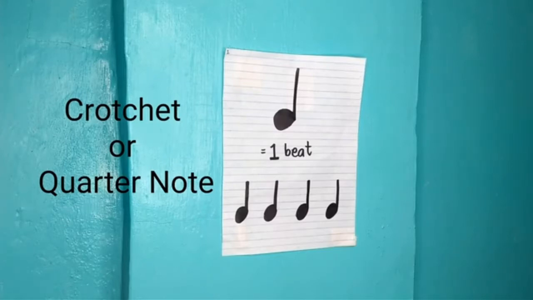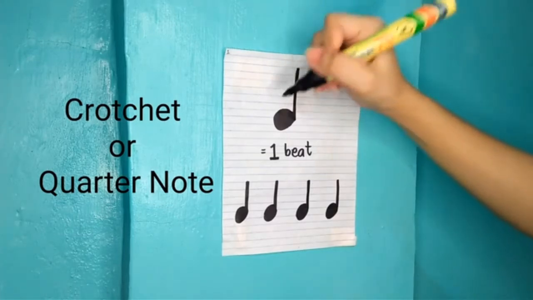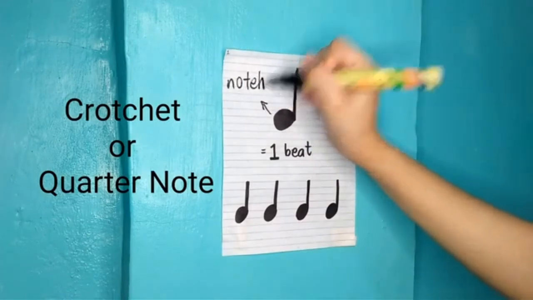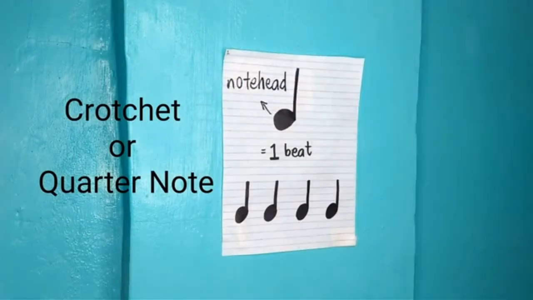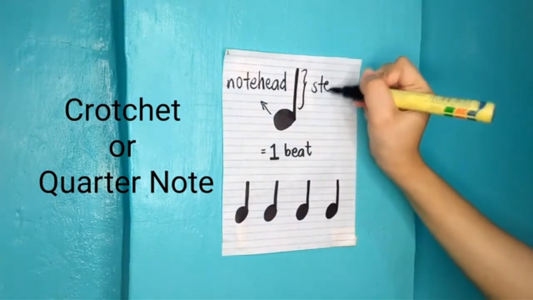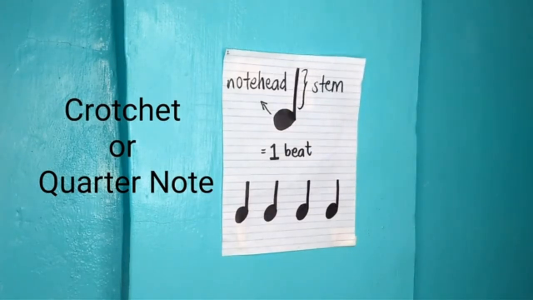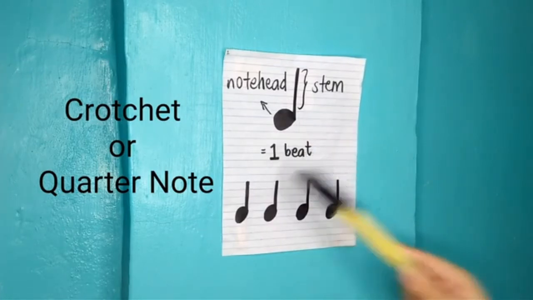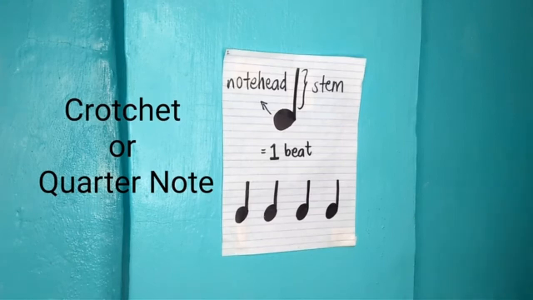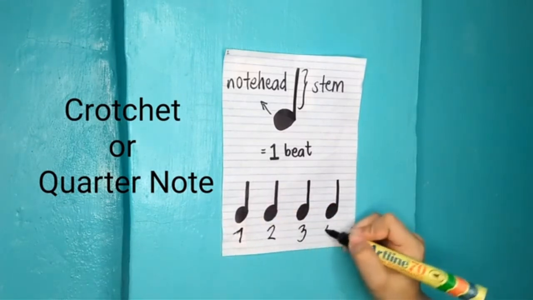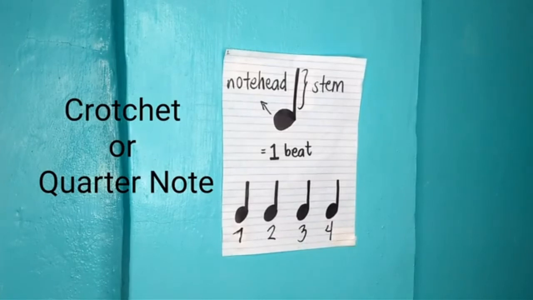How do we draw a quarter note? First, draw a note head, and a stem. And there you go, you have a quarter note. A single quarter note is equivalent to 1 beat. And this is straightforward enough. Each beat is counted in turn: 1, 2, 3, 4. Easy as that.